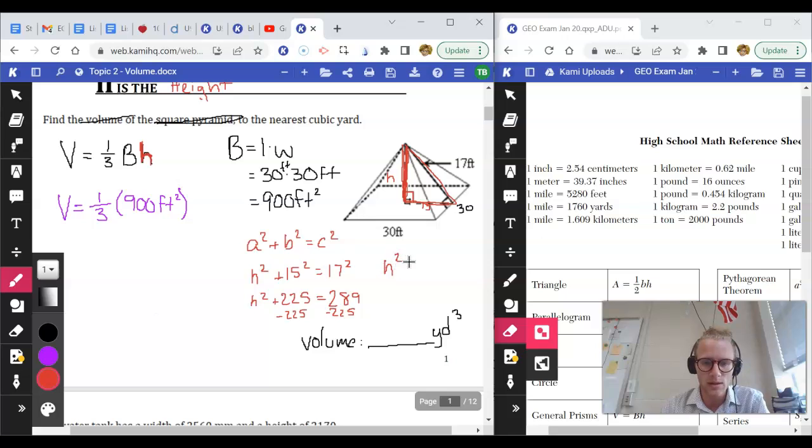So h squared equals 64, which means that h equals 8, because I take the square root of both sides. So my height here, this picture is not to scale, my height here is 8. Okay, 8 feet. Gotta keep our units.